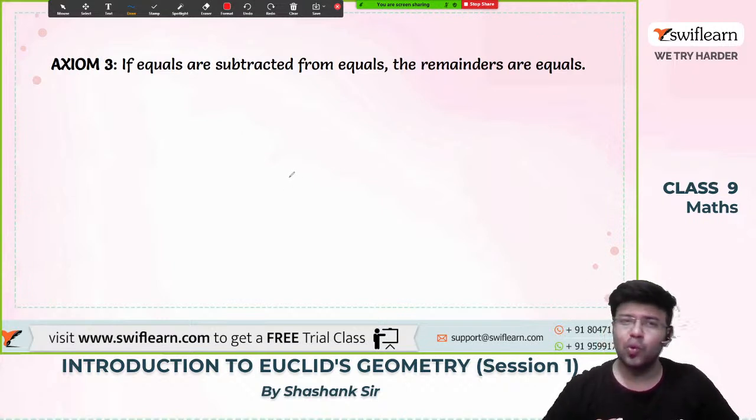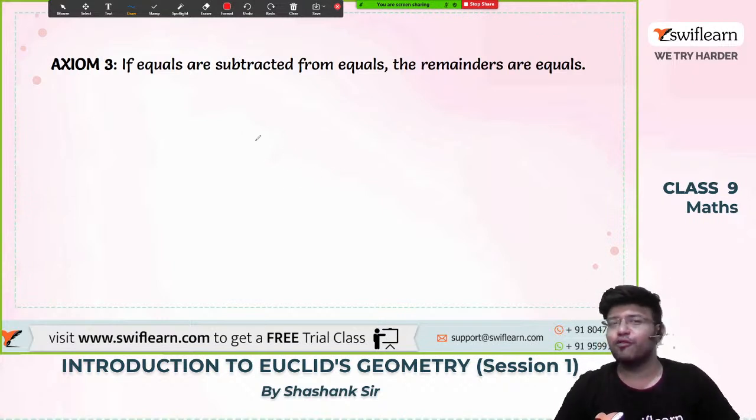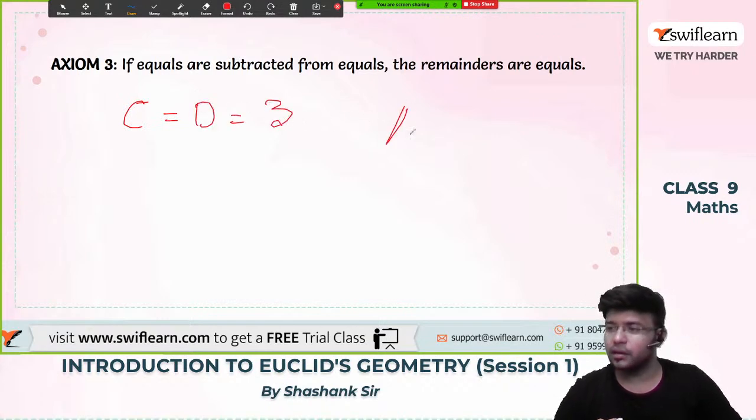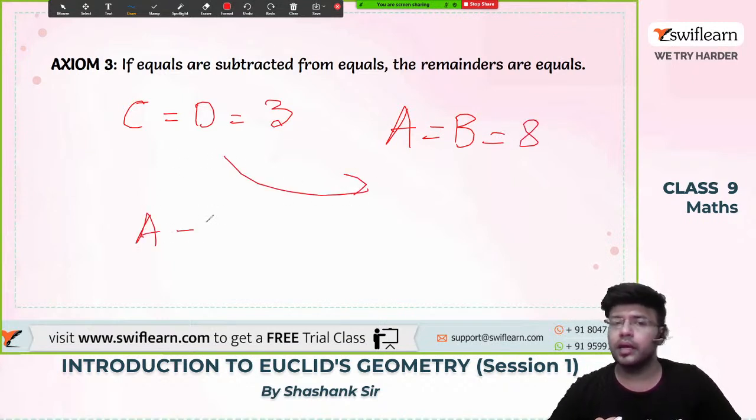Yes. So axiom 3. Okay, if equals are subtracted from equals, let us take equal C is equal to D, which is 3, and let us take another equal A is equal to B, which is 8. Now subtract this equal from this equal. A minus C is equal to B minus D.